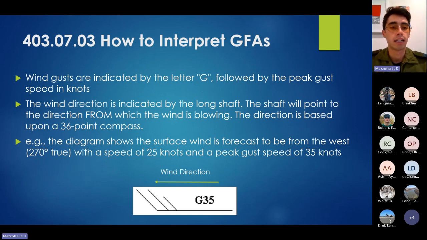Now, if there's a gust, the wind gusts are going to be indicated by the letter G and the peak gust speed in knots. So on the example at the bottom there, you can see the wind gust is 25 gusting 35 knots. And they also point in the direction that the wind is blowing. So in this case, the wind direction is approximately 270 degrees true. Sorry, I correct myself, the true heading, not the magnetic heading. 270 degrees true at 25 knots, gusting 35 knots. So hopefully that makes sense. Give me a thumbs up if those wind barbs make sense.